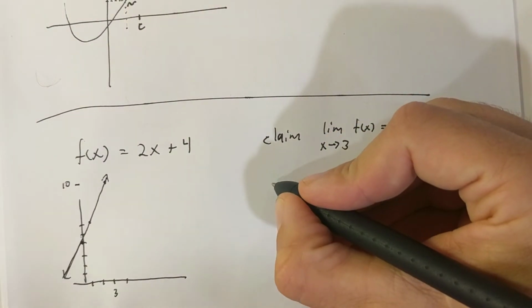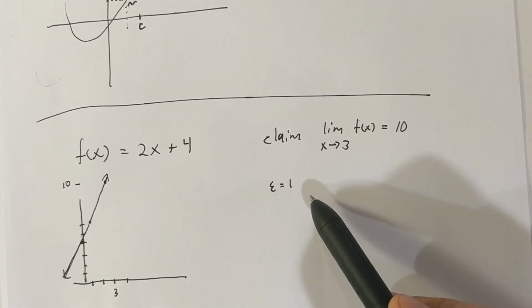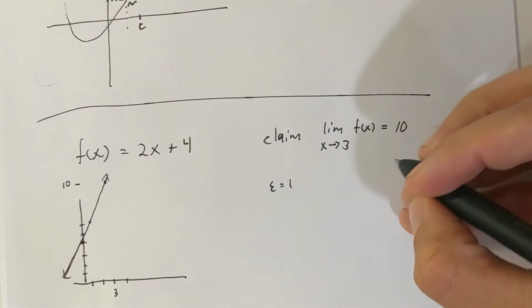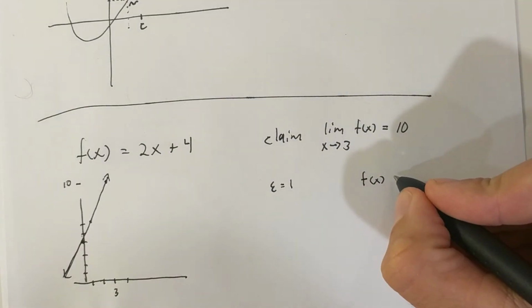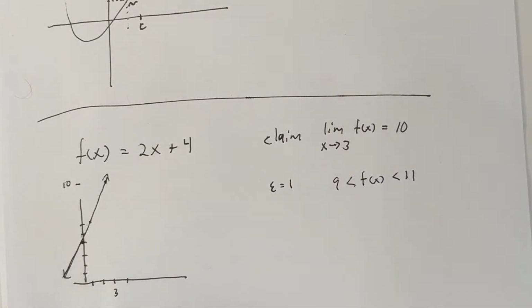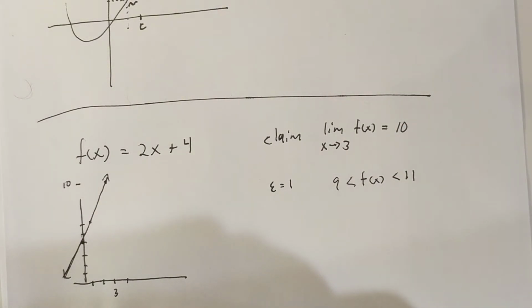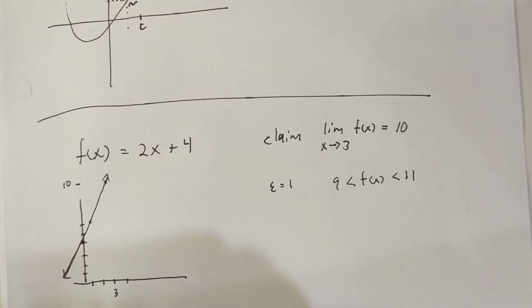So let's say you give me an epsilon of 1, okay? Well, if you give me an epsilon of 1, that means I need this function to be less than 11, but greater than 9. Does that make sense? The epsilon has to be the difference between the function and the limit. And since I'm claiming the limit is 10, that means go 1 up from my limit and 1 down from my limit. So my function needs to be in between 11 and 9.